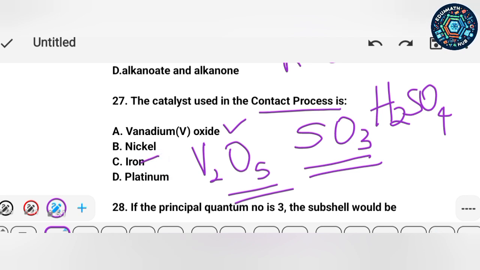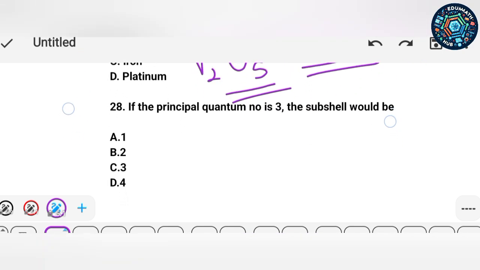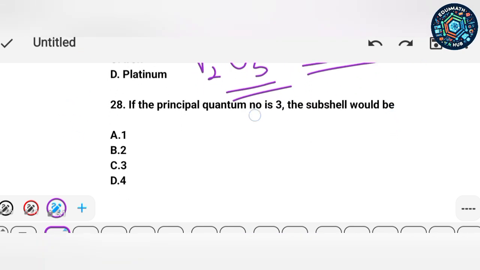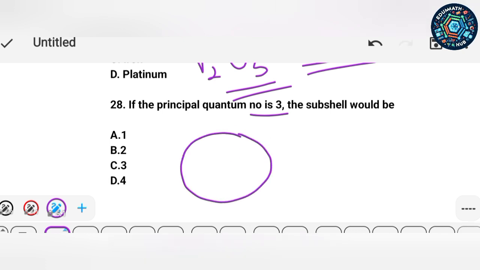That's the manufacture of ammonia. If the principal quantum number is 3, the subshell is what? Now, the principal quantum number tells you the energy level where the electron resides. But it also has subshells. The subshells are S, P, D, and F.